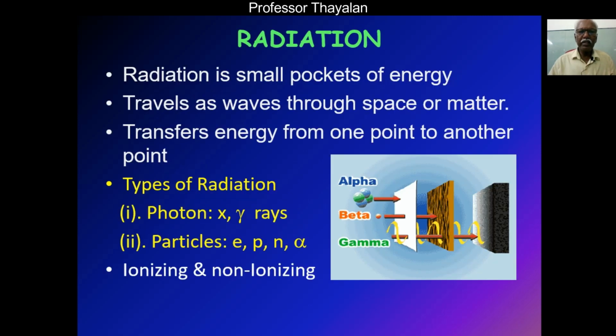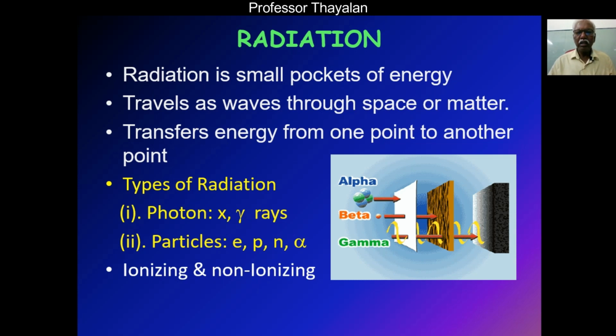First, we address what is radiation. Radiation is small packet of energy. It travels as waves through space or matter. It transfers energy from one point to another. There are two types of radiation. One is photon radiation, which is nothing but X-rays and gamma rays. The other type of radiation is called particle radiation, which involves electron, proton, neutron and alpha rays.